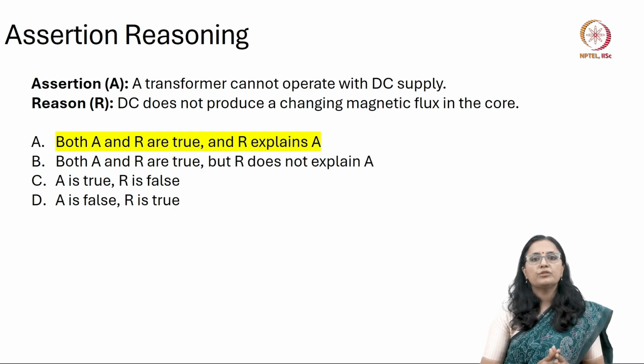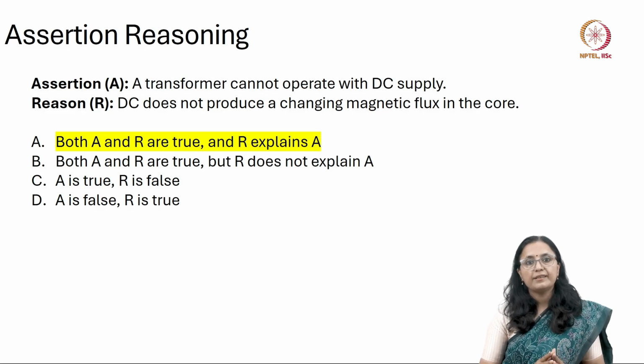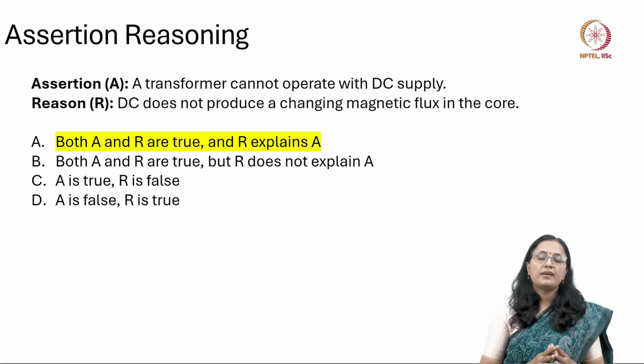Moving to the fourth kind of multiple choice question, which is assertion reasoning. Even assertion reasoning questions can be used for assessing higher order thinking skills, and mostly if we want to assess analytical ability or application ability, it is advisable to choose assertion reasoning type MCQs. Okay. So what is the question reading? The assertion is a transformer cannot operate with DC supply. While the reason is DC does not produce a changing magnetic flux in the core.